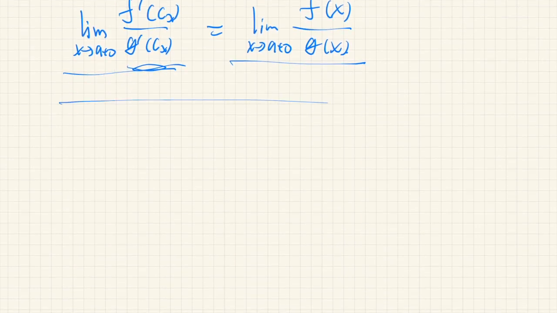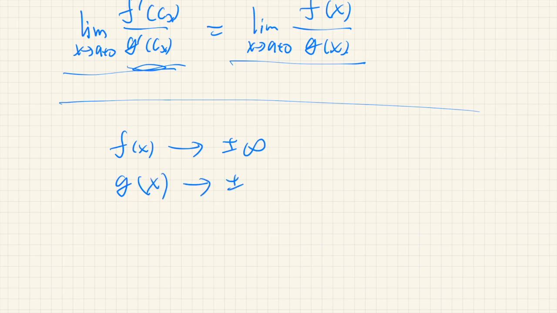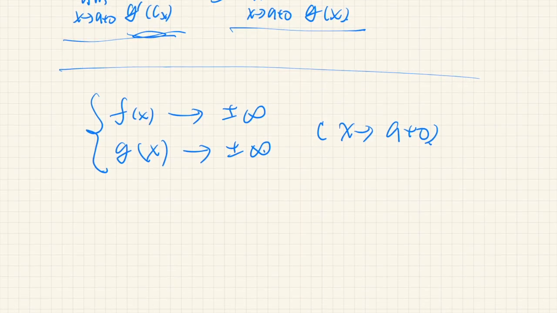Okay, next we consider the case where f of x diverges to plus or minus infinity, and so does g of x as x goes to a from the right. So first of all, let's define a constant L as the limit as x goes to a from the right of f prime of x over g prime of x. So this is guaranteed to exist. So this is a finite constant L.